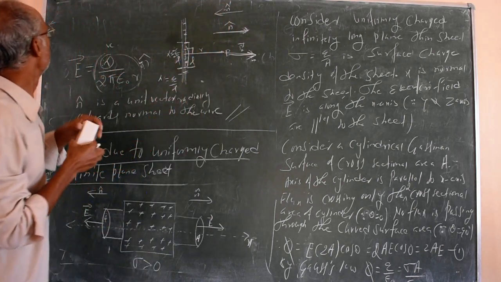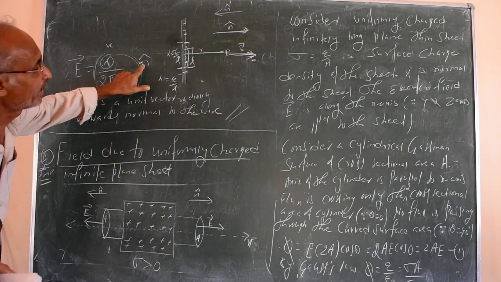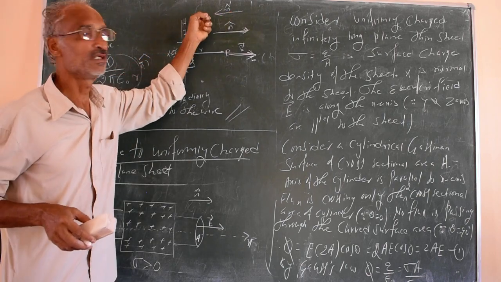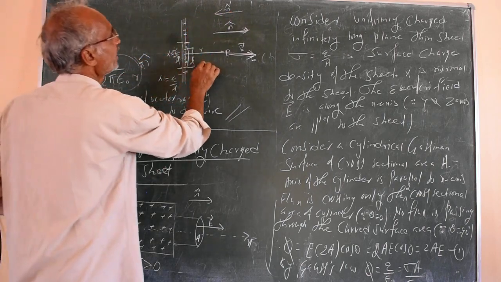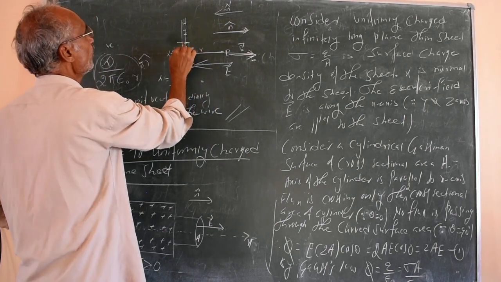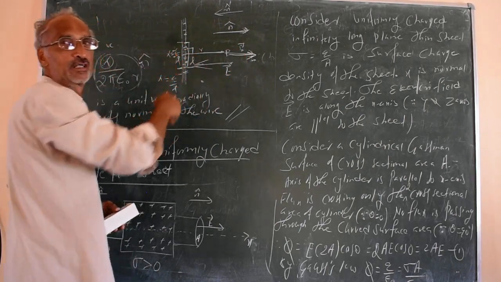Now the field will be in the direction of minus n cap, not n cap. So minus n cap is the inverse, and then the field is automatically inverse. The charge is negative and the field is towards the charge.